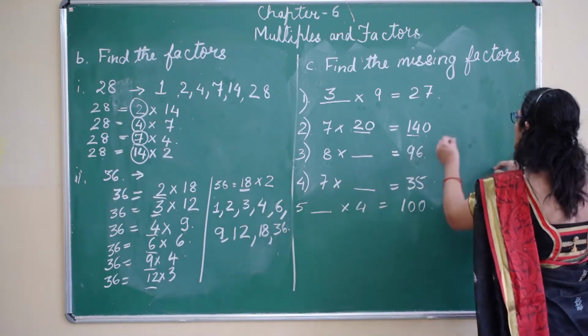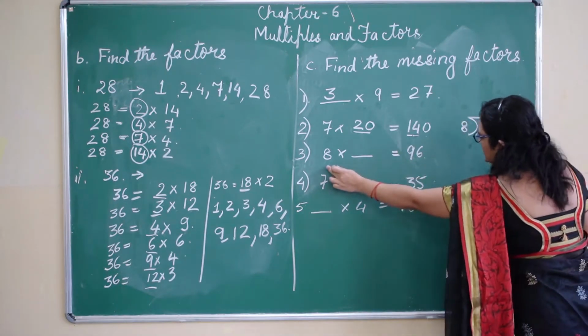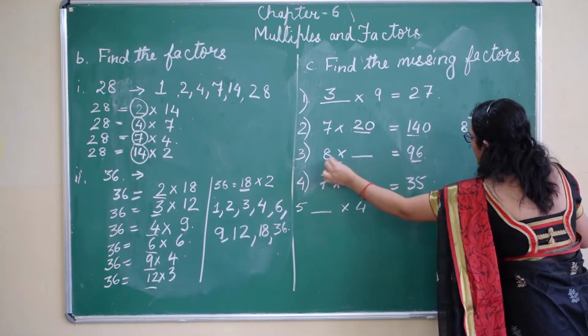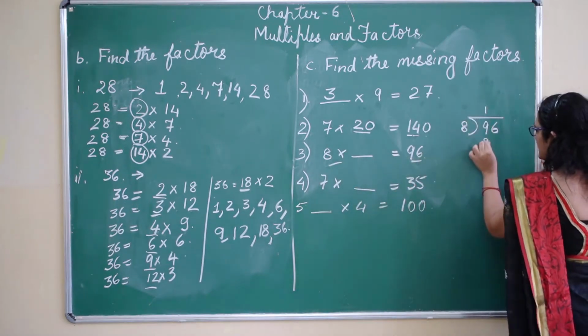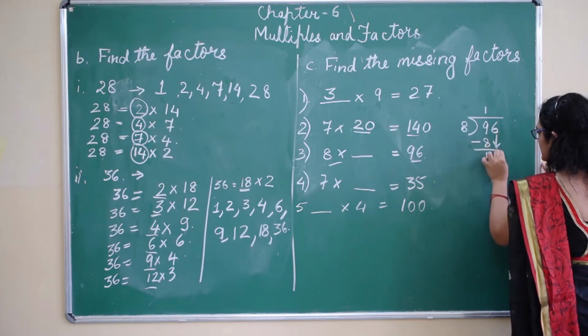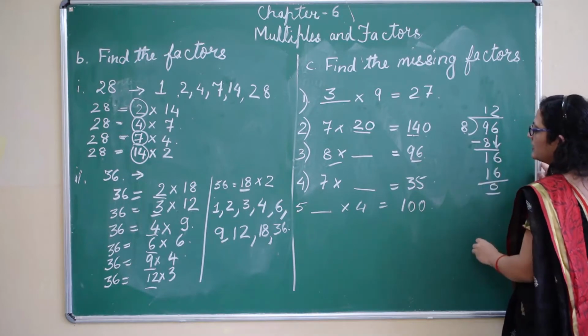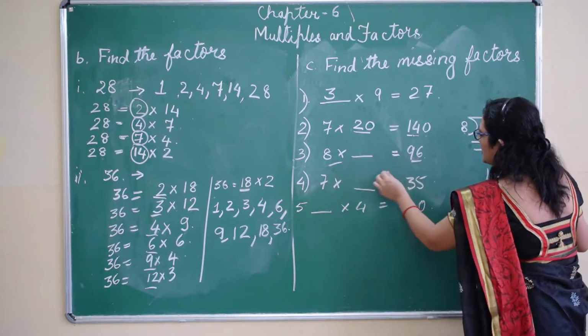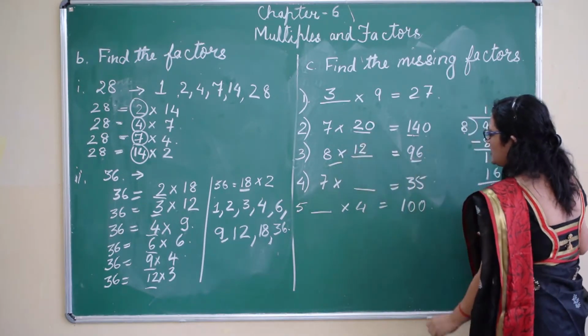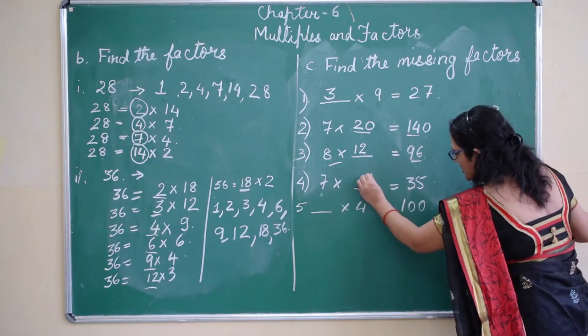If you don't know, you can do it by division also, like this. Divide 96 by 8. So 8 ones are 8. Subtract, 9 minus 8 is 1. Bring 6 down. 8 twos are 16. So in the table of 8, when does 96 come? 12 times. Okay.